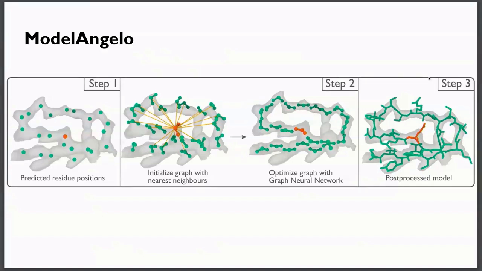Although what comes out of ModelAngelo is kind of like a probabilistic prediction. And this is the bulk of ModelAngelo, which is this graph neural network. And then the last step is then you take this probabilistic output and you use heuristics to actually collapse it down into an actual atomic model with specified sequence and so on.